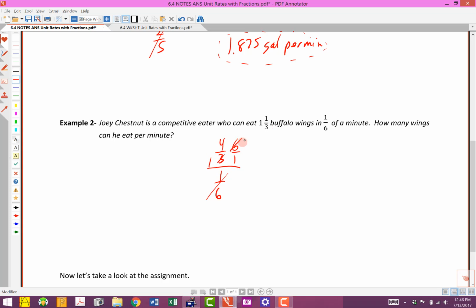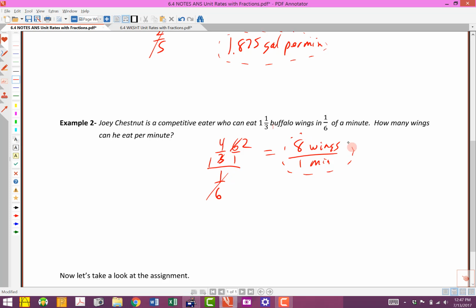3 goes in here once, 3 goes in here twice. So notice what we've got here. We've got a 4 and a 2 on the top, so that would be an 8. A 1 and a 1 on the bottom, so that would be a 1. And remember, the top is wings, and this would be 1 minute. So he can eat about 8 wings a minute, and that's actually a pretty accurate figure.